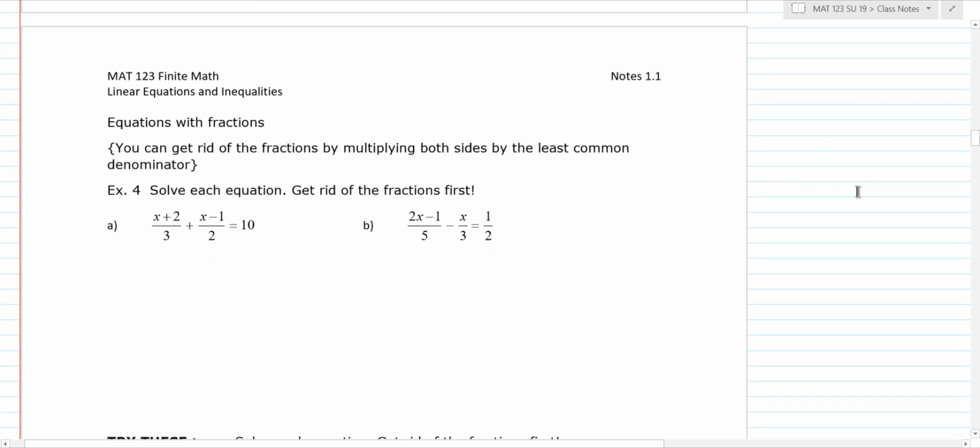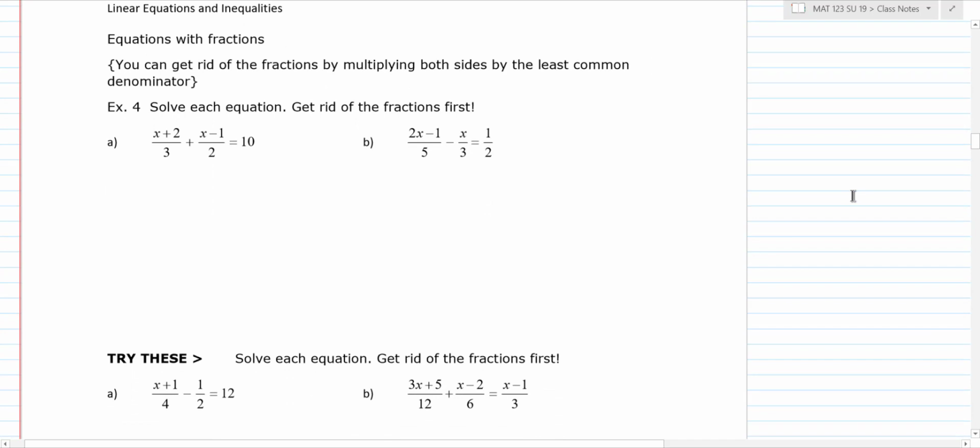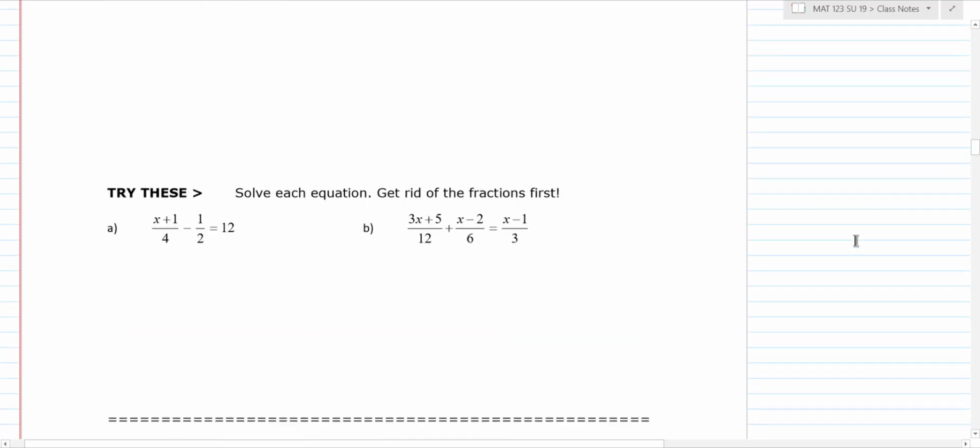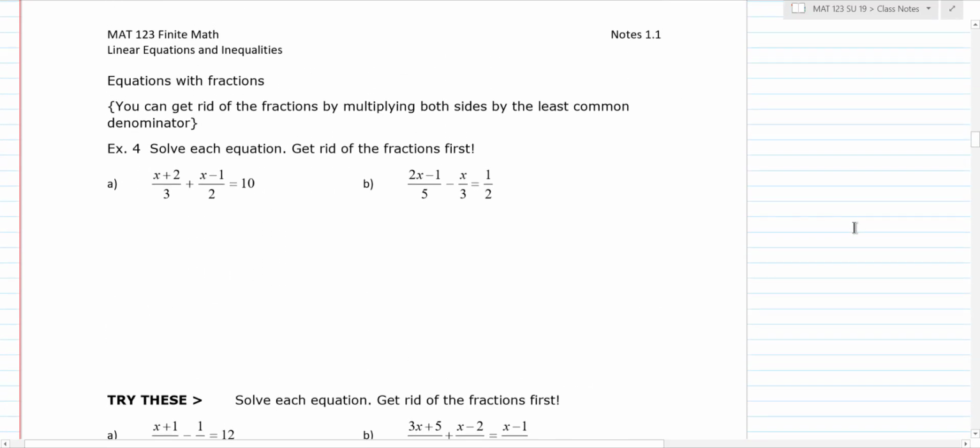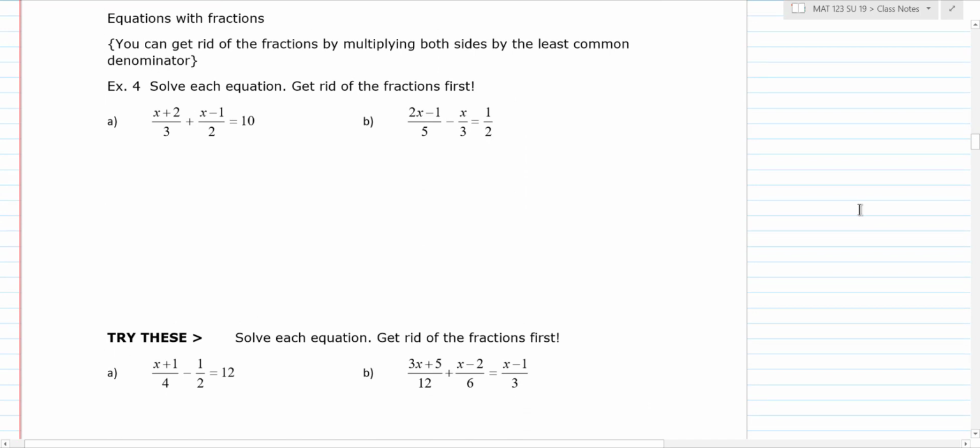All right, so the idea with equations with fractions, so we're going to go ahead and finish this video with these examples with fractions. So when you're dealing with fractions, first of all, don't freak out. Students always freak out when they see an equation with fractions.